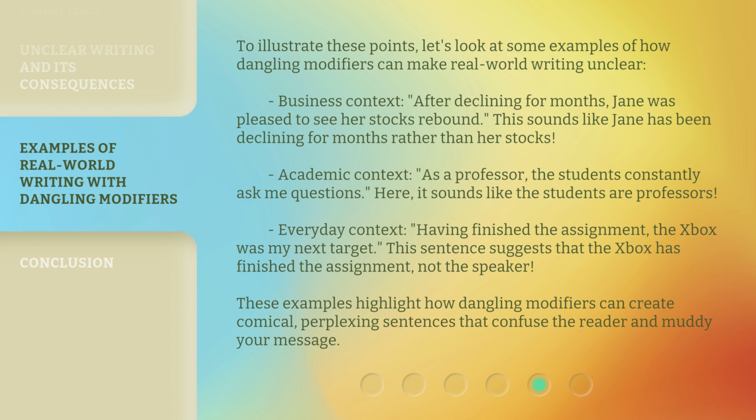Everyday context. Having finished the assignment, the Xbox was my next target. This sentence suggests that the Xbox has finished the assignment, not the speaker. These examples highlight how dangling modifiers can create comical, perplexing sentences that confuse the reader and muddy your message.